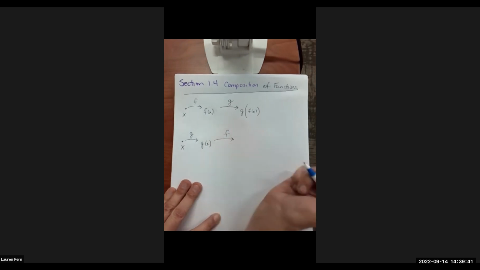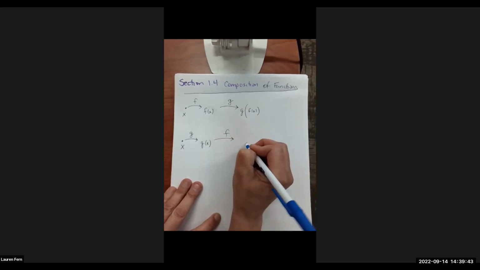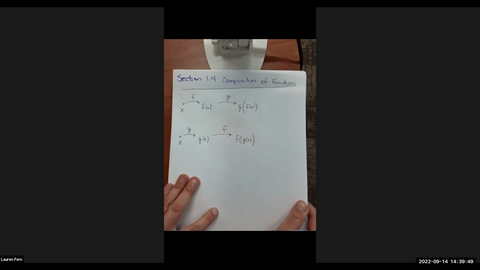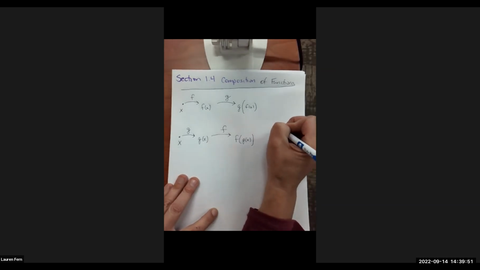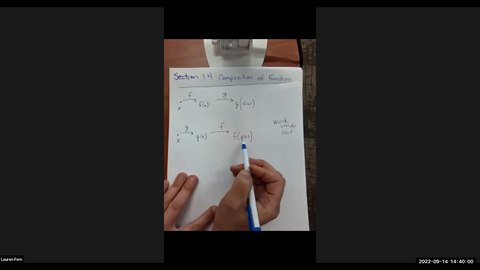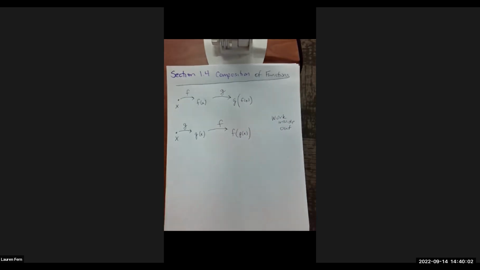Now I'm going to plug that into a different function. In other words, I'm taking that value g of x and I'm plugging it in my function f. The key thing is work inside out. Okay, you're not multiplying here. What we're saying is composing them.